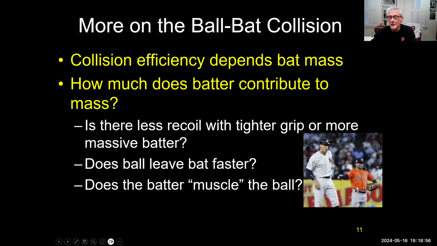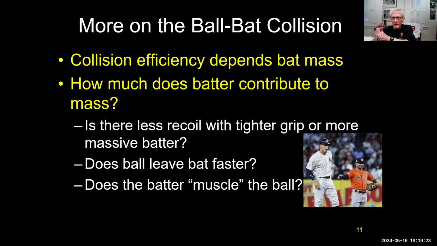So here are the two extremes of batters in Major League Baseball. This is Aaron Judge for the Evil Empire. He's 6 foot 6 or 7. And this is Jose Altuve for the Houston Astros, who's like 5'7". He's shorter than I am. And so suppose those two batters are both swinging the bat with the same bat speed. Who will hit the ball harder, Aaron Judge or Jose Altuve?